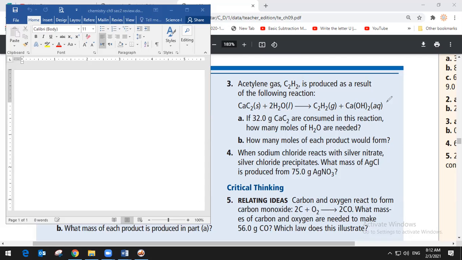So here he asks you, he gives you this chemical equation. First of all, we need to check whether this chemical equation is balanced or not. So the first step is to check whether the chemical equation is balanced.